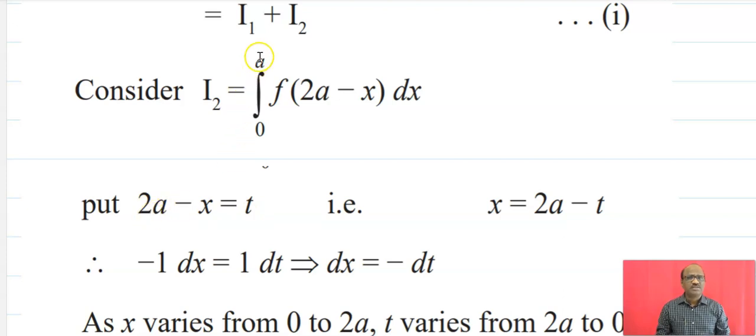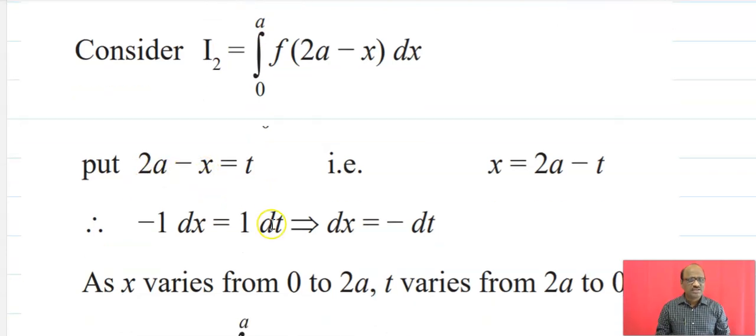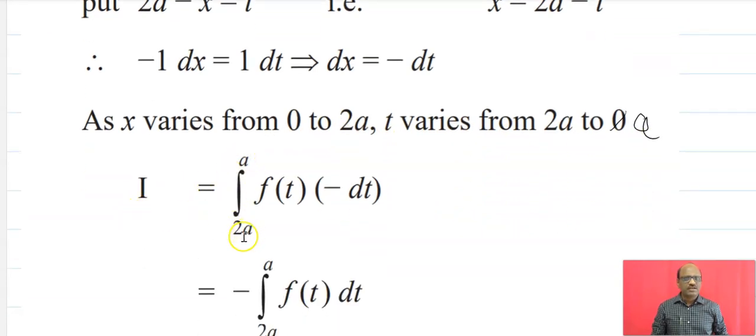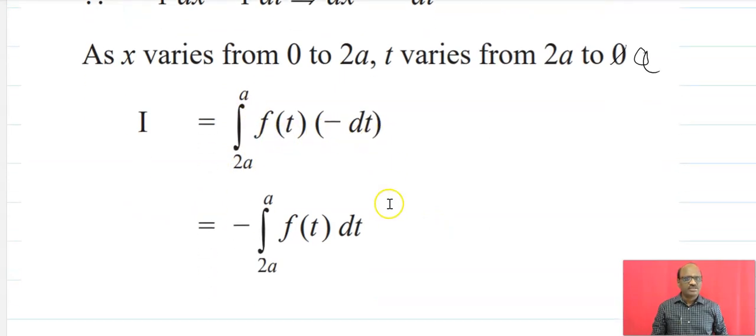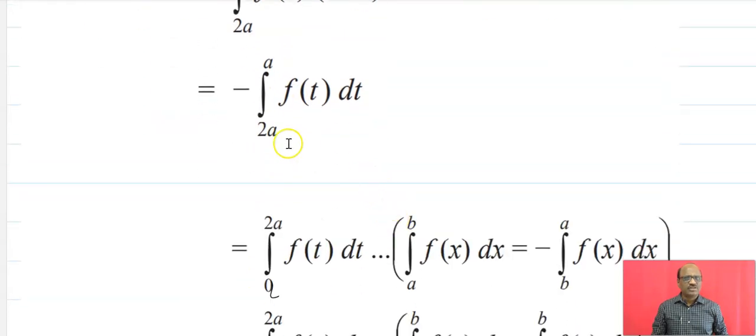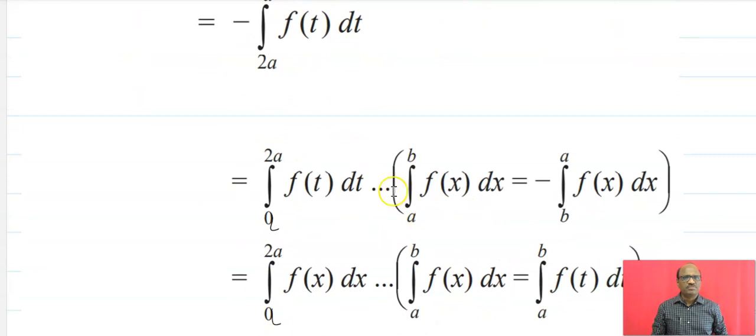Next, the upper limit is a. Put x equals a. Then you will get 2a minus a, that is t equals a. I will again repeat here: as x varies from 0 to a, t varies from 2a to a and not 0. Therefore I2 equals integral with lower limit 2a and upper limit a of f of t times minus dt. Now we will take the minus sign common. Then you will get integral 2a to a f of t dt. Now again we will absorb the negative sign by using this property: if you change the limits, upper to lower and lower to upper, the negative sign will be absorbed.